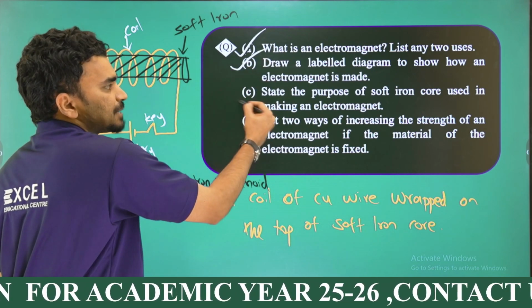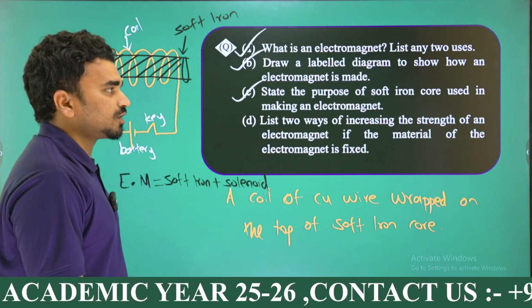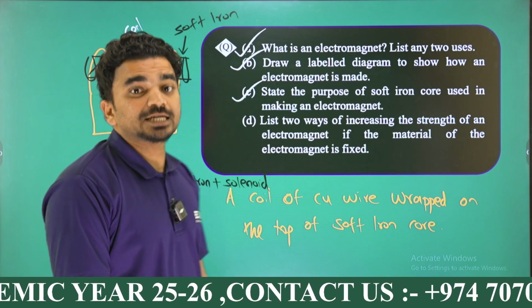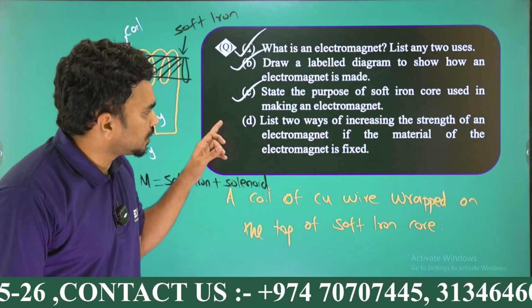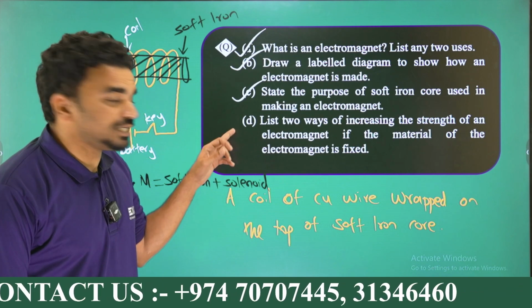Then what about the C part? I already gave the answer, right? What is the purpose of soft iron core? It can be easily magnetized and demagnetized. Okay, fine. Now the D part.